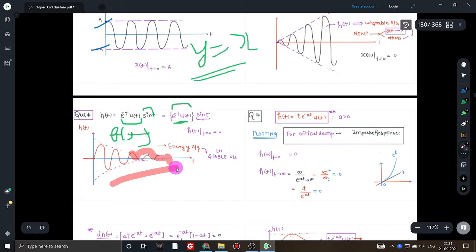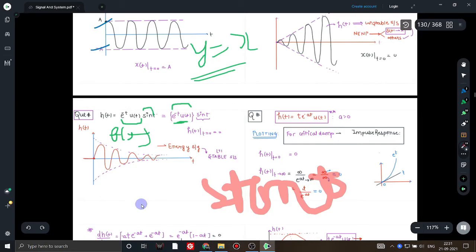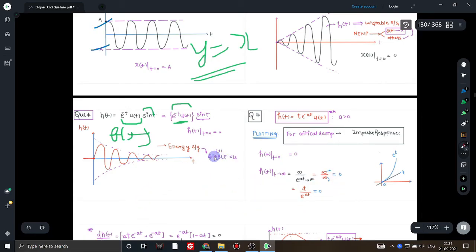So as you can see, it is stable because at t equal to infinity it is constant.